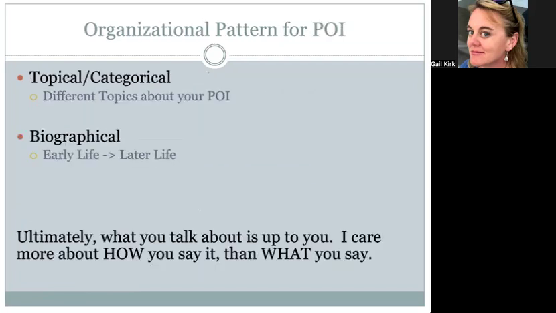For this speech, honestly, the organizational pattern for the person of interest is probably going to be topical, categorical, or biographical. Ultimately, what you talk about is up to you. I care more about how you say than what you say, although we should always keep in mind our audience and what they're going to find exciting. You may not just want to go into the baseball stats of your favorite player. That may not be very exciting. So you do have to think about your audience. But for this speech, I really want you to get into the format.